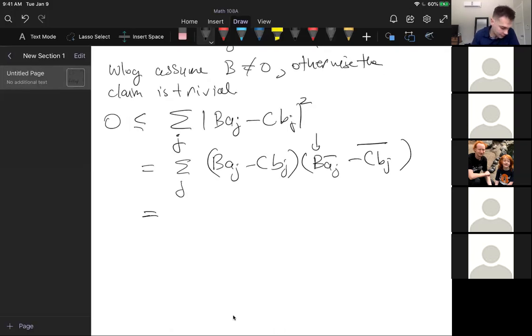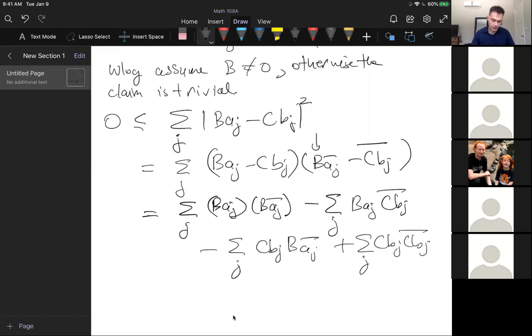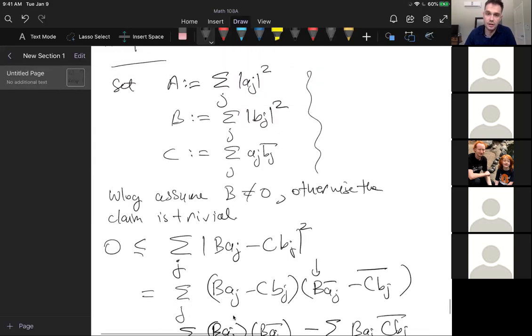And so then if I expand this out, what am I going to get? I'm going to get the sum over J of BAJ bar, minus the sum over J of BAJ CBJ bar, minus the sum of CBJ BAJ bar, plus the sum over J CBJ bar. And now I want to write this expression in terms of the quantities that I initially defined up here.